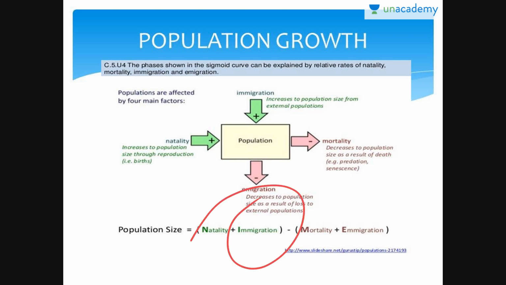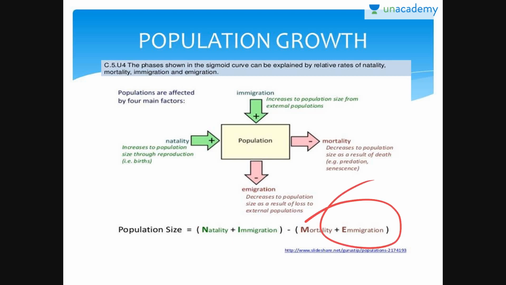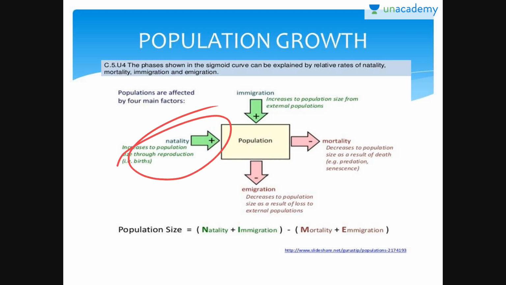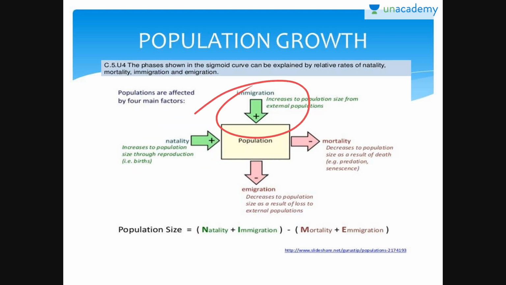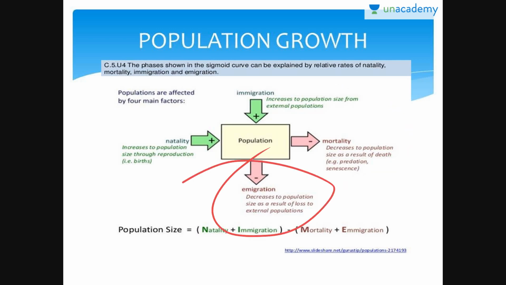Immigration would mean the number of individuals of the same species that have come into the habitat from elsewhere during a given period of time. And then emigration would mean the number of individuals of the population who left the habitat and have gone elsewhere during a given period of time. So population, natality is added, immigration is added, and after adding both of them, mortality and emigration is subtracted from it.